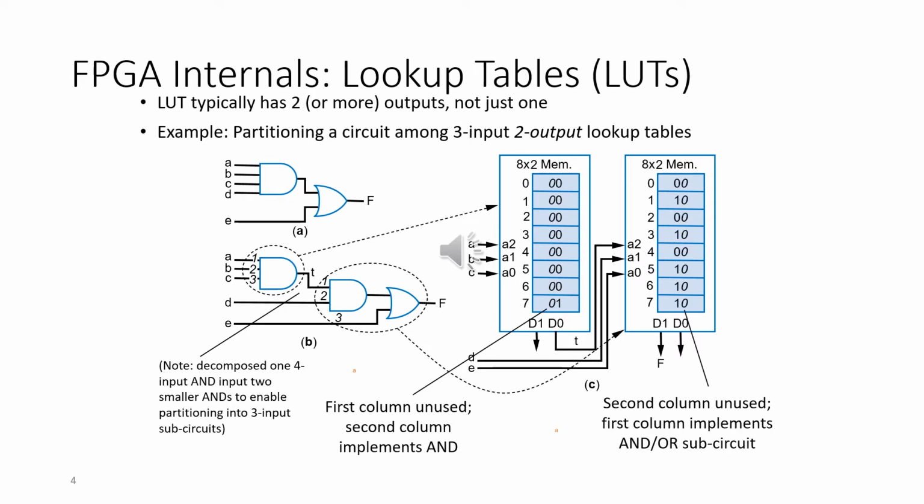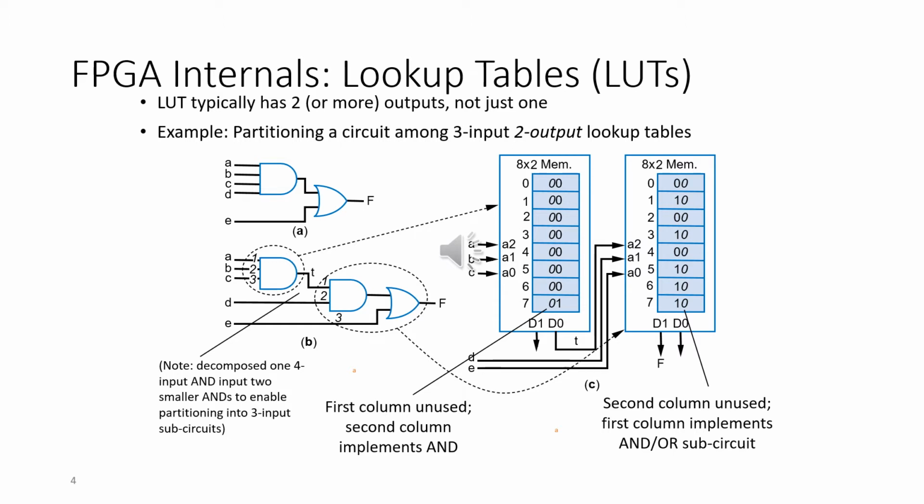Let's see another type of lookup table. In this, a LUT typically has 2 or more outputs, not just one. So we can implement more than one function with the help of one lookup table. You can see this function F, which has a 4 input AND gate first, and then an OR gate of 2 inputs. So how do we map this function using an 8x2 memory system?